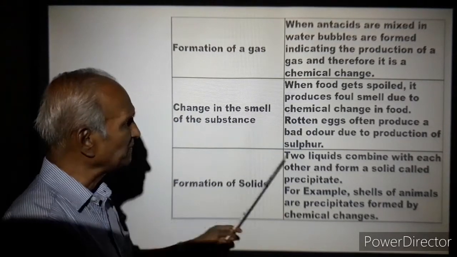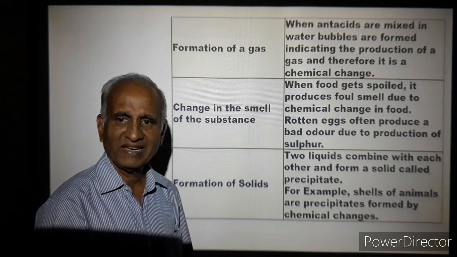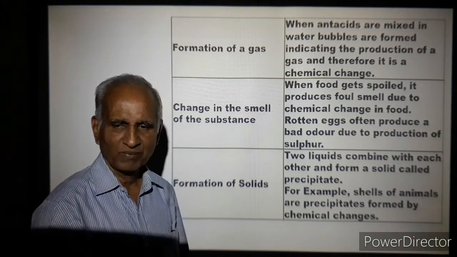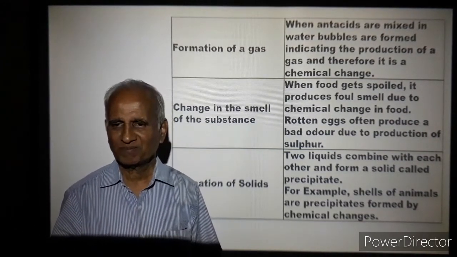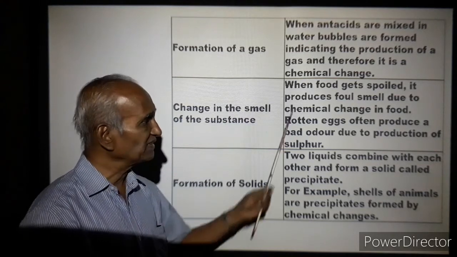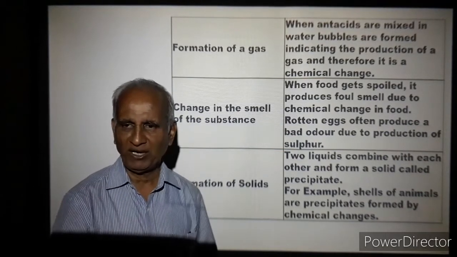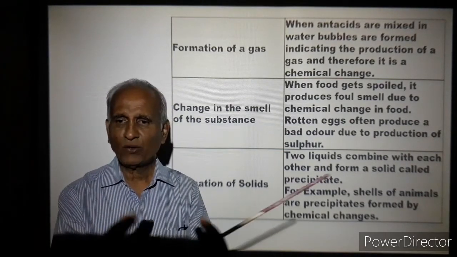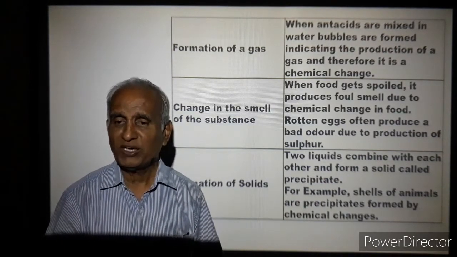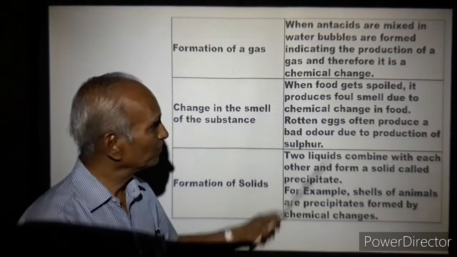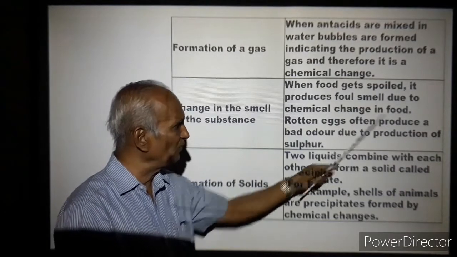Change in the smell of the substance. When food gets spoiled, you have kept some food for the next breakfast. In the morning you see it is smelling. You forgot to keep it in the refrigerator. You feel sorry. The food has undergone change. Food has got spoiled. Because the food has got spoiled, it is giving out a particular nasty smell which tells you that food is not good for consumption. For when food gets spoiled, it produces foul smell due to chemical change in food.